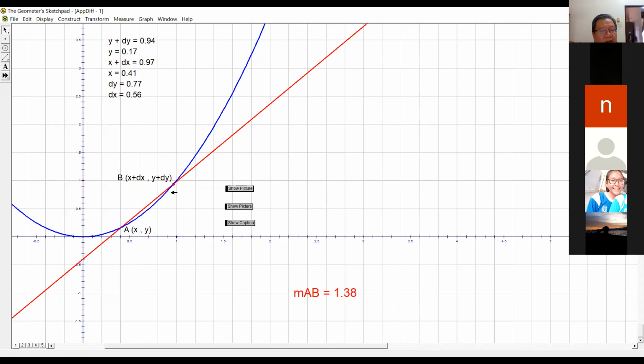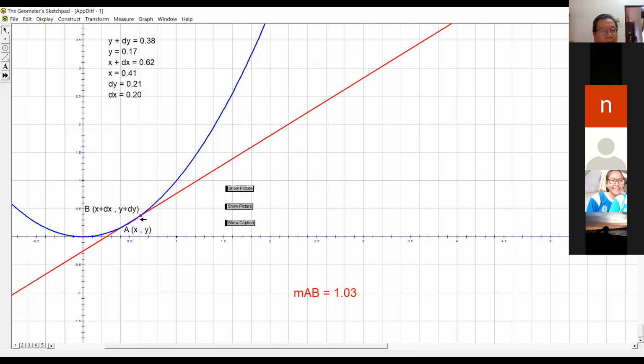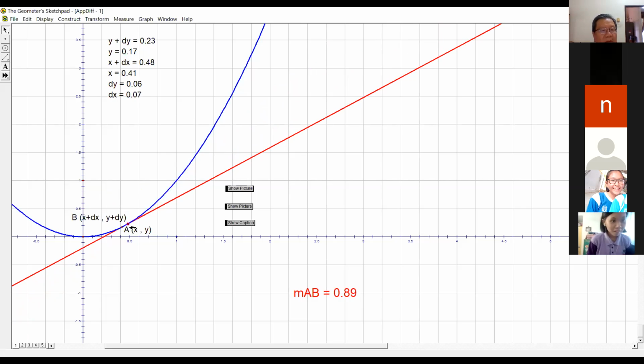So when it is so close to this point A, it will become a tangent. Can you see now the red line looks like a tangent?